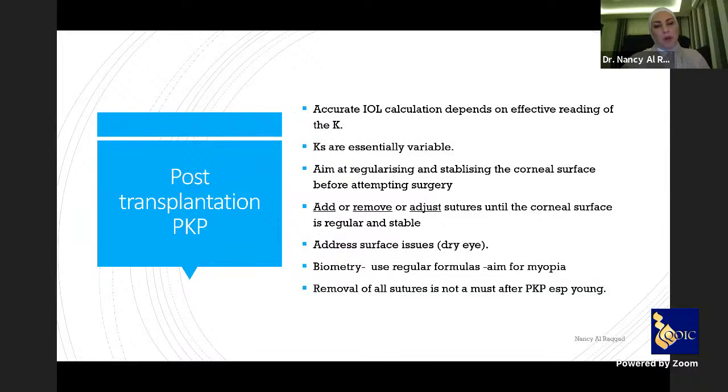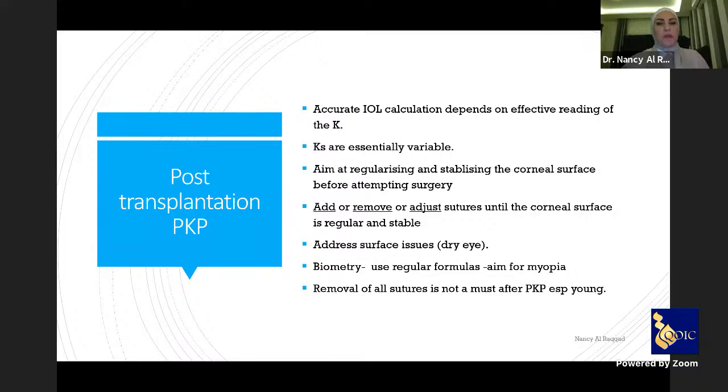So what about IOL power calculation post-PKP? It solely depends on effective reading of the K. So Ks are essentially variable, and we have to aim at regularizing and stabilizing the corneal surface before attempting any surgery. We can add, remove, or adjust sutures until the corneal surface is regular and stable. And once we take the measurements, we have to address any surface issue like dryness, and then we can use the biometry using the regular formulas.